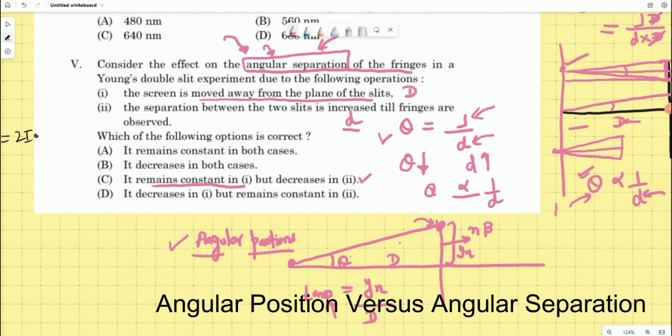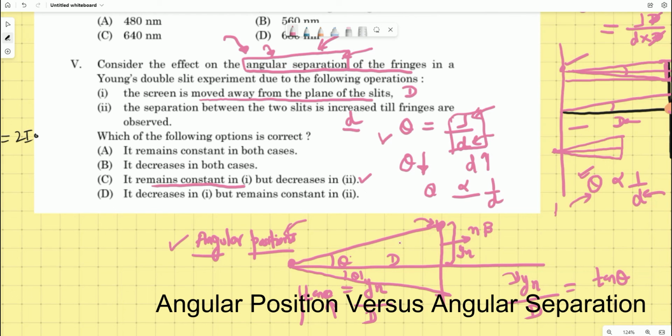Angular position is the angle subtended at the center by any fringe. So if this is the fringe, what is the angle it subtends at this particular point? This could be theta 1, right? But the width of this fringe subtends the constant angle which is given by lambda by d. The fringe angular separation everywhere is same, but each fringe is located at a different angular position which is given by this particular formula. So the position of the nth bright fringe divided by D will give you the angular position of the nth bright fringe. You can change y, and the angle will change.